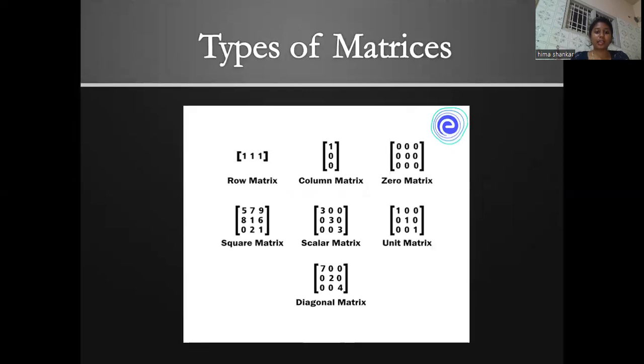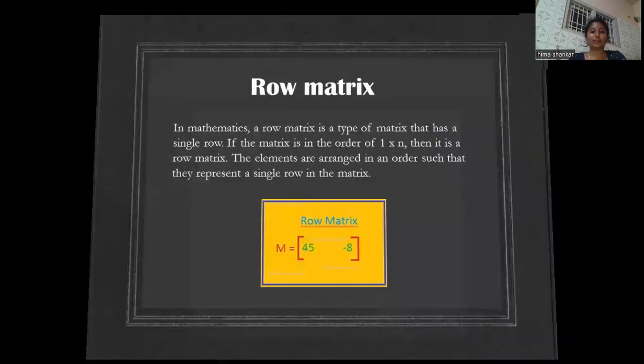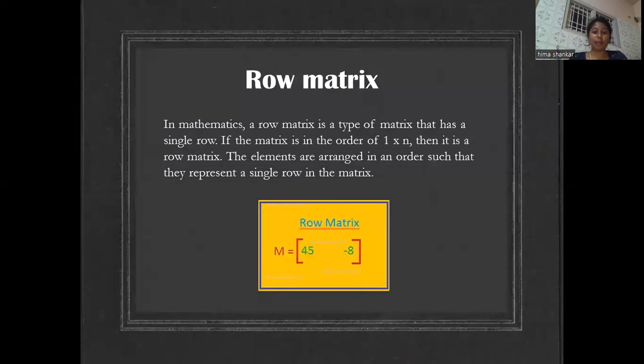Types of matrices. As you can see here, we have the row matrix, column matrix, zero matrix, square matrix, scalar matrix, unit matrix, and diagonal matrix. Let us learn more about these types of matrices one by one. Let's start with the row matrix. In mathematics, a row matrix is a type of matrix that has a single row. If the matrix is of the order 1 into n, then it is a row matrix. The elements are arranged such that they represent a single row in the matrix. As you can see in the example here, there is only one row, so it can also be called a matrix of order 1 into 2.